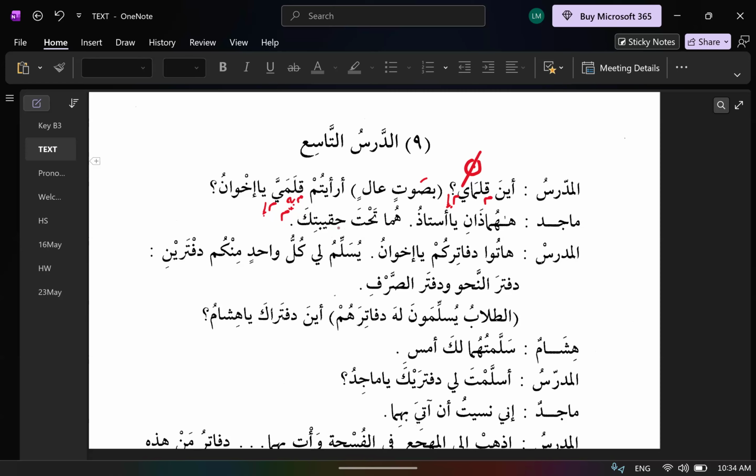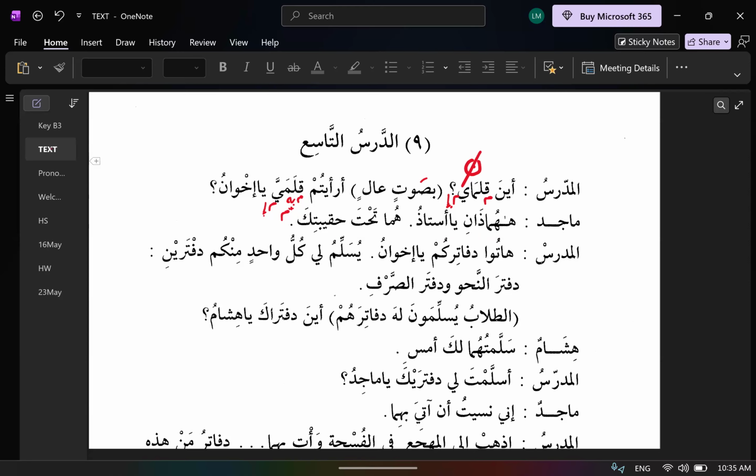Huma tahta hakibati. How can we say past tense in this sentence? They were. Yeah, they were under the. You will have to use kana, yes. Okay. Huma zani ya ustad. Here they are. Huma tahta hakibatika. They both are underneath your bag.